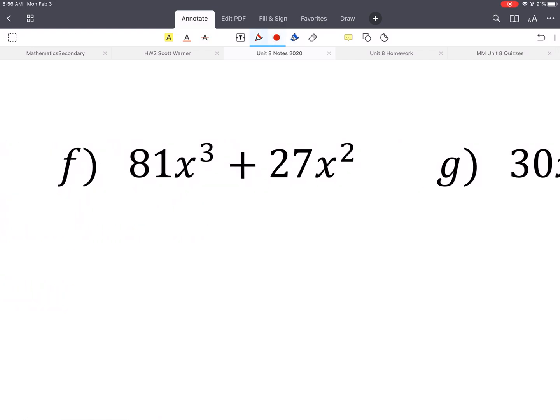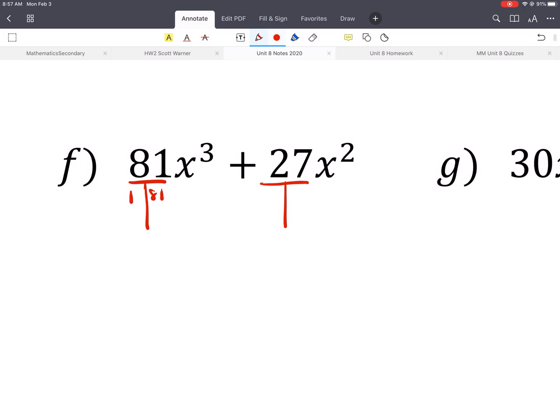Same thing. We'll look at the numbers. We got 27 and 81. I had a lot of students get this one wrong, so make sure you pay attention. You may look at this and say, well, I know 9 goes into 81, and I know 9 goes into 27. A lot of students do that and say the greatest common factor is 9. But let's see what we get.